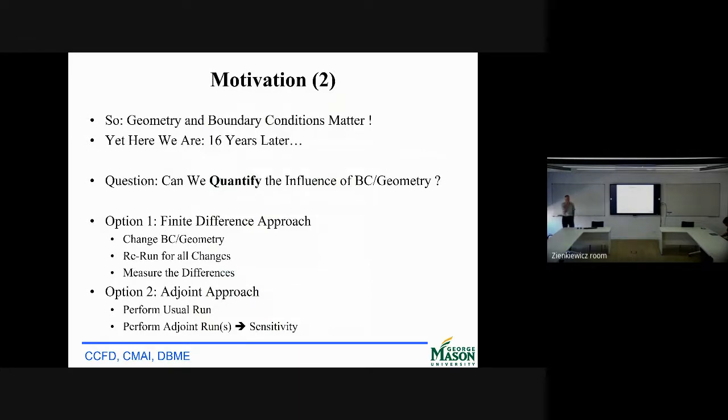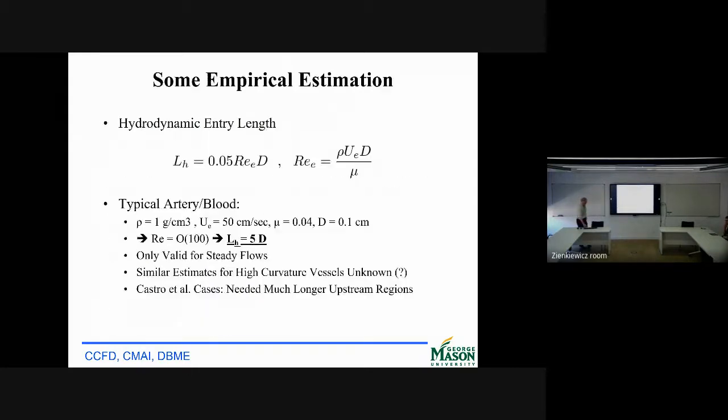And yet here we are 16 years later doing the same thing. Okay, so is there a way that we can get this better? Can we quantify the influence of boundary conditions and geometry? And so option number one is we'll find a different approach. So you make the geometry a little bit bigger, a little bit shorter, and see if your clinical measures inside the aneurysm change. Okay. But of course, if you think about inflow boundary conditions, how many different inflow boundary conditions do you want to put? You just want to accelerate or decelerate, or do you also put vorticity or other things in there? Okay. So the second option would be the adjoint approach, and that is what I want to describe briefly here.